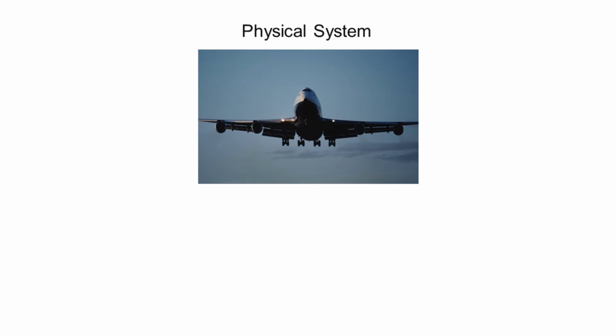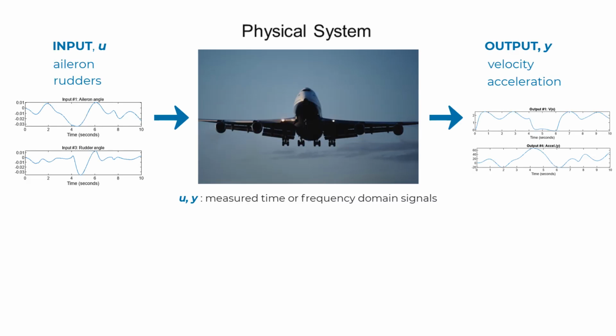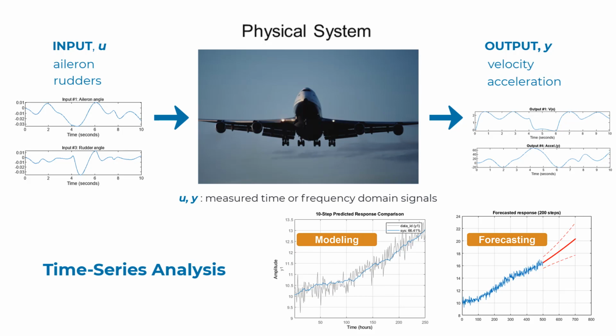System Identification Toolbox lets you construct linear and nonlinear models of physical systems from measured time and frequency domain data when the systems are not easily modeled from first principles or specifications. The toolbox also supports time series data modeling for forecasting, analysis, and feature generation.